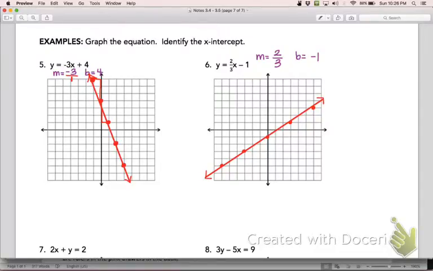I can see that my slope is up 2 and over 3, and I can see that my y-intercept is -1. So hopefully you remember this from before. This is all that we're going to work on today, is graphing lines in slope-intercept form.